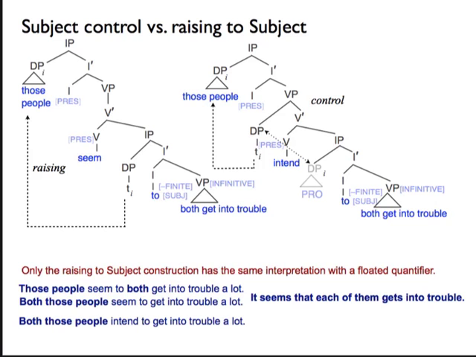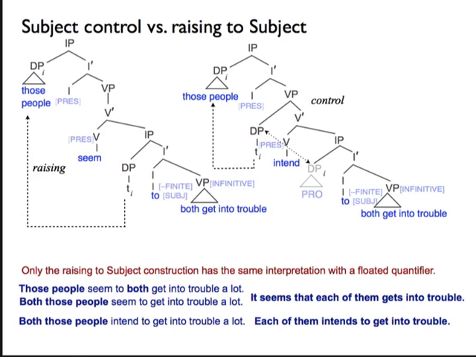Both those people intend to get into trouble a lot. That's fine, right? Each of them intends to get into trouble. It's compatible with that meaning, right? They don't necessarily have to get into trouble together, do they? They could, but it's not relevant.